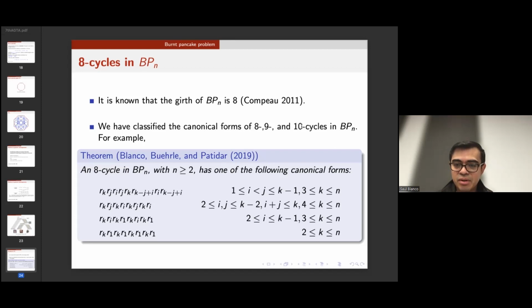Well, this one's a little long. It's very tedious, and I don't think anybody would publish that, but I could be wrong. But we do have the classification for this. For example, this is the number of cycles, all of the cycles in the burnt pancake graph. There are only 4 canonical forms. The point of this classification is that if somebody gives me a cycle in the burnt pancake graph, we can tell you what it looks like. It has to look like one of these 4 canonical forms.